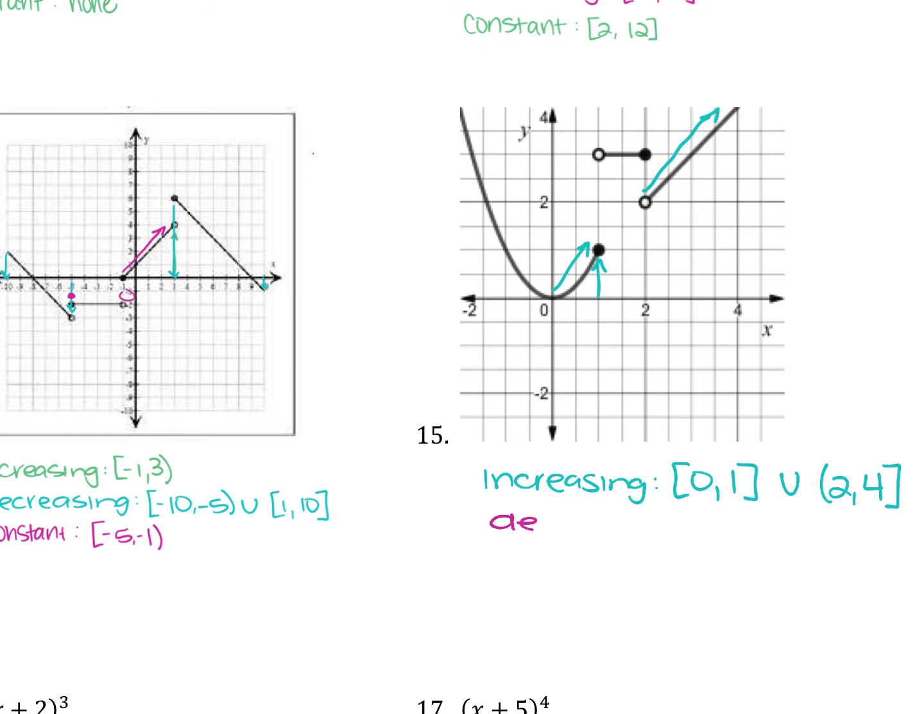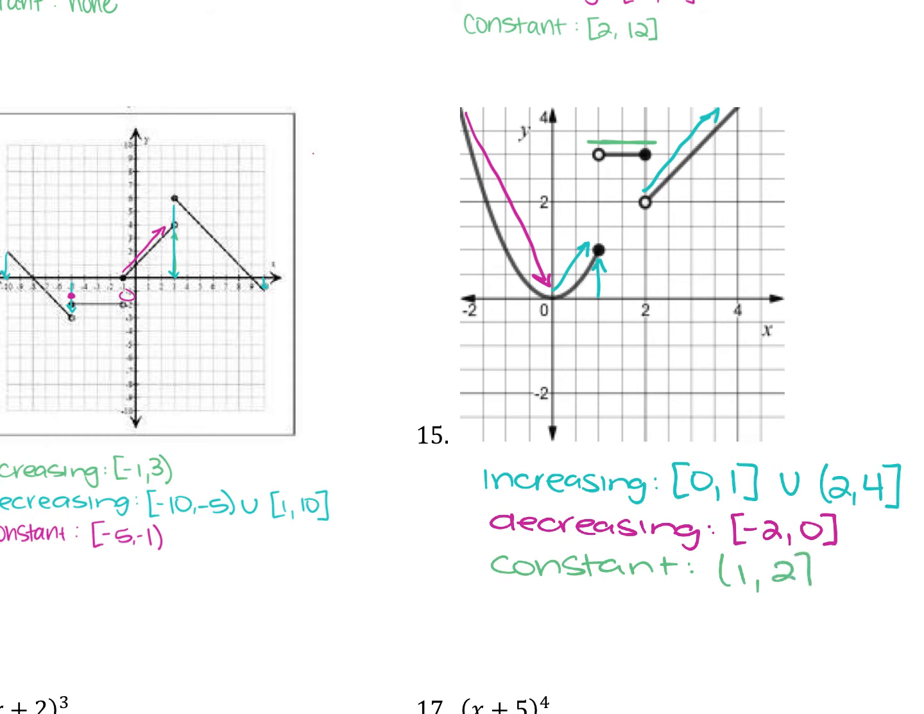Next, you will look at your decreasing. So going down from left to right happens here. So that's from -2 to 0, including the -2, including the 0, so brackets on both. Nowhere else does the line go down from left to right. Lastly, you have your constant, which is just here. So that's from 1 to 2. So parentheses on the 1 since it doesn't include, and then the bracket on the 2 since it does.